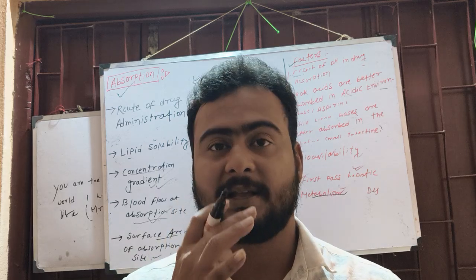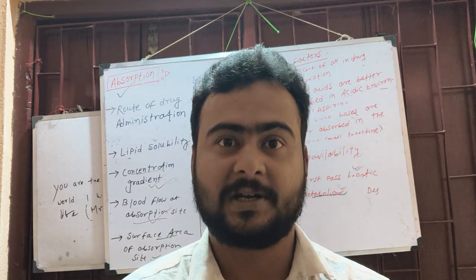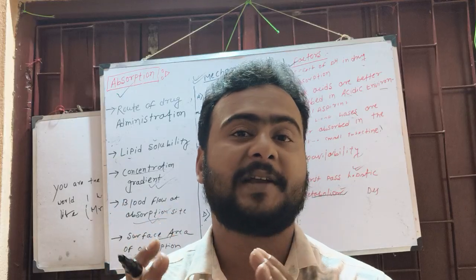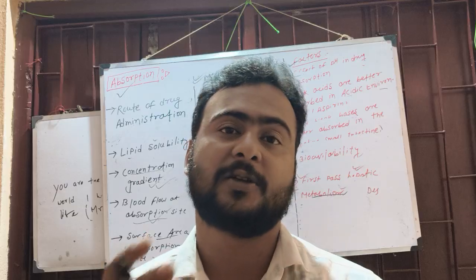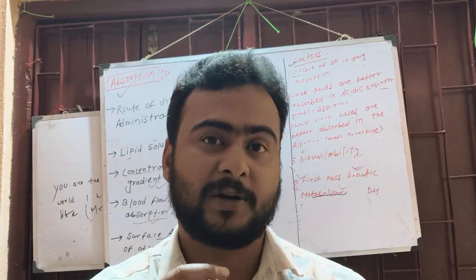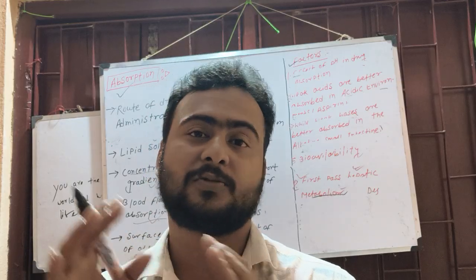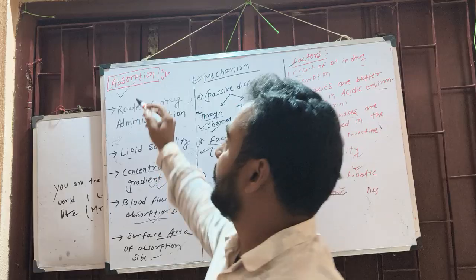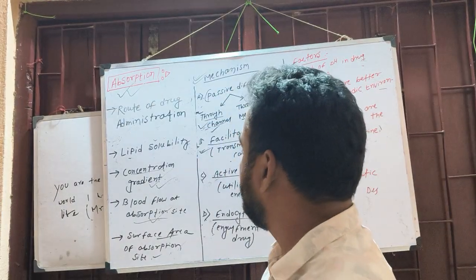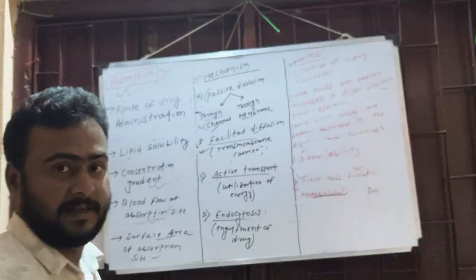Maybe you are taking a drug by the oral route, and it reaches the small intestine. From the small intestine, the GIT, meaning gastrointestinal tract, is the site of administration of a drug, and from there it will go to the systemic circulation. This process is part of absorption, right? To know absorption, we need to know all the things in the flow chart here.